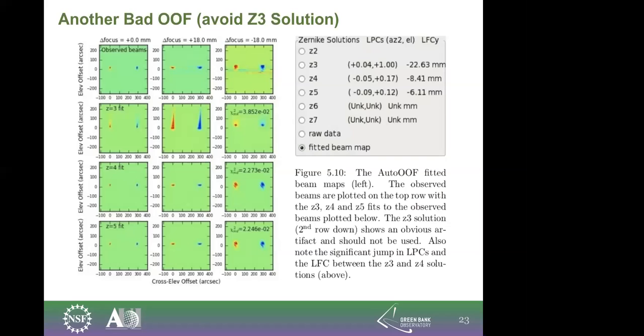So, avoiding the Z3 solution. Sometimes the Z3 solutions can look okay, but in this case, you're seeing almost streaks in this example here. If you notice the Z4, which is the second to last row, and Z5, which is the last row, the beam shapes look relatively circular. But if you look at the Z3 fits in this case, you'll notice that they are streaky. And so you would not want to use Z3 in this example here. Sometimes the higher fits can result in a better RMS and a better looking image.